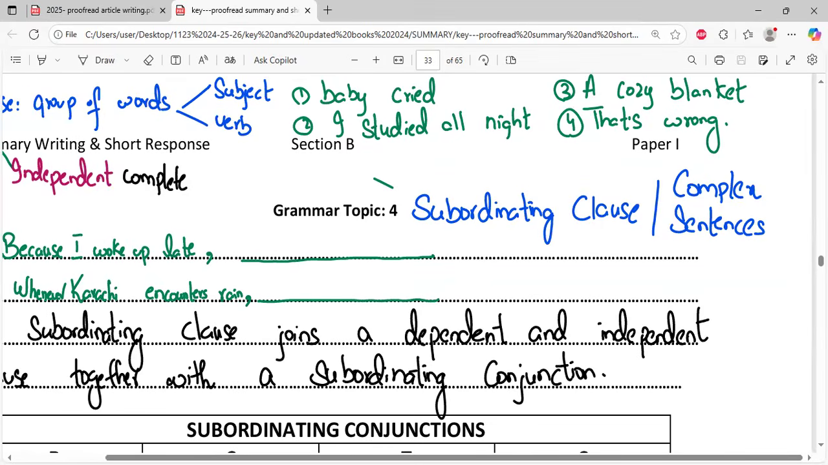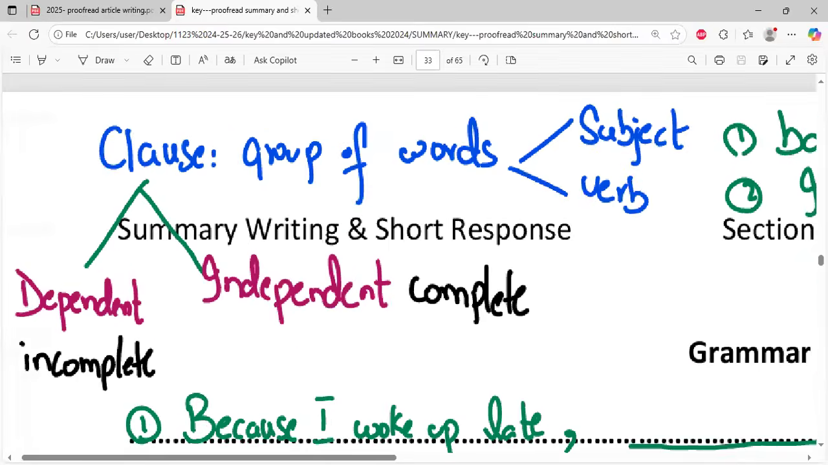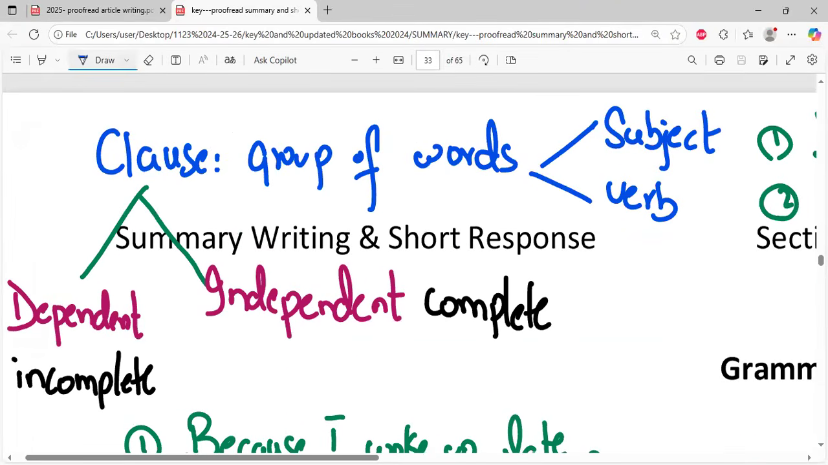In this heading, you will see that there is the word clause. Let's come to the explanation of the word clause itself. Let's start from the very basic. So what is a clause? Let's have a look at it. A clause can be a group of words.